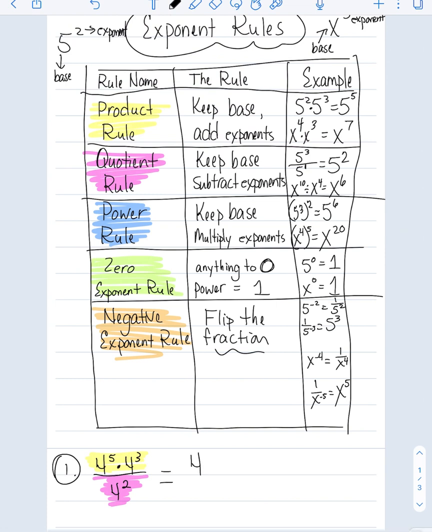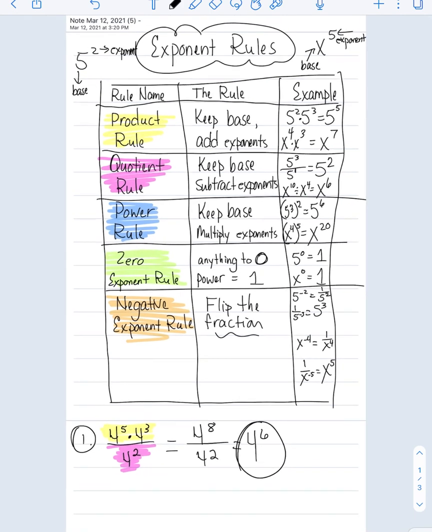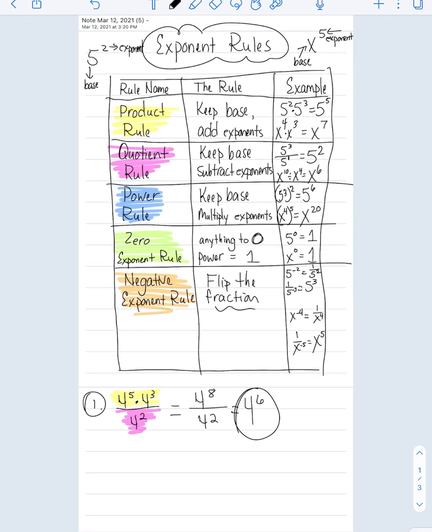I would keep the base of 4 and add the exponents. 5 plus 3 is 8, divided by 4 to the 2nd power. Now I can use my quotient rule to simplify even more. Remember, with the quotient rule, and again, look at your examples to decide how to do this, you keep the base, and then it says subtract the exponents. So if you have more than one rule, tackle them one at a time. Let's try a few more.